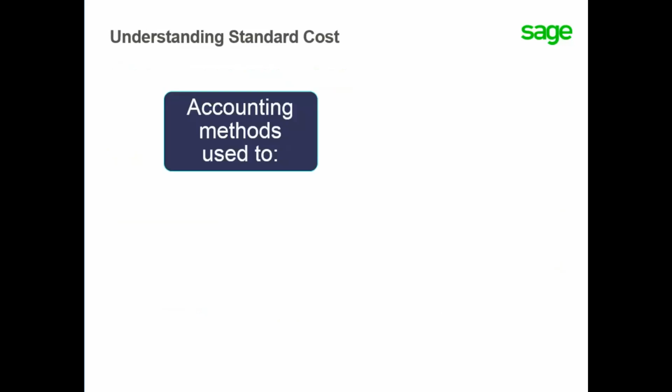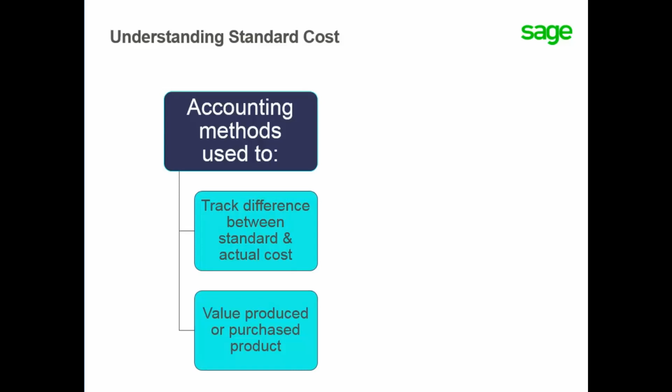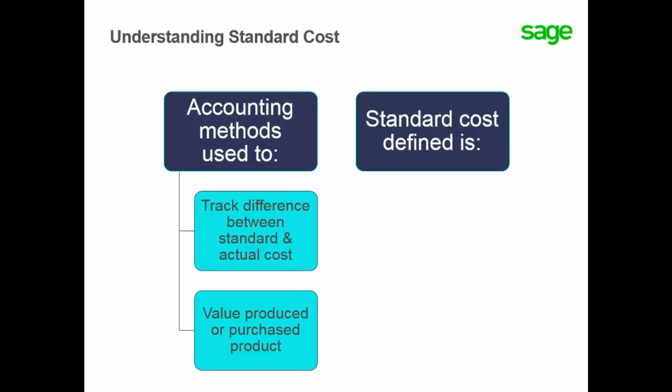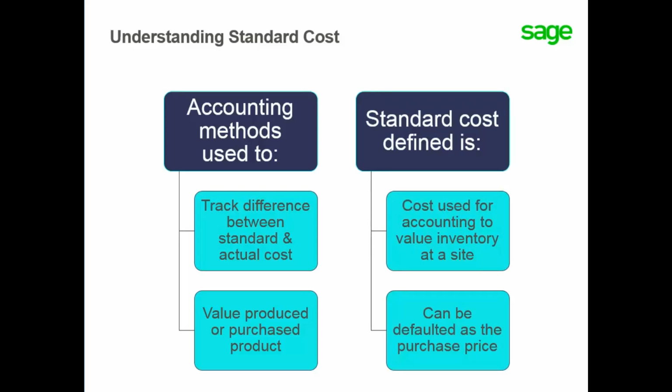Various accounting methods are used to work with standard costs. Primarily, standard costs are used to track the differences between standard costs and actual costs. Variances are calculated and stored in a special account which are applied to the cost of goods sold at a later date. Standard costs are used to value products, whether they are purchased or produced within your facility. Standard costs are defined as the cost used to value the inventory at a particular site. They can be defaulted as the purchase price for purchase orders if the user selects the appropriate setup parameters.